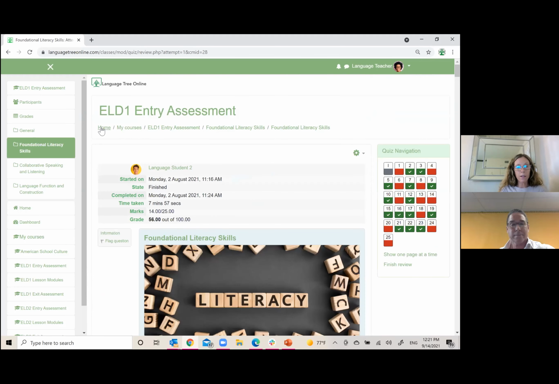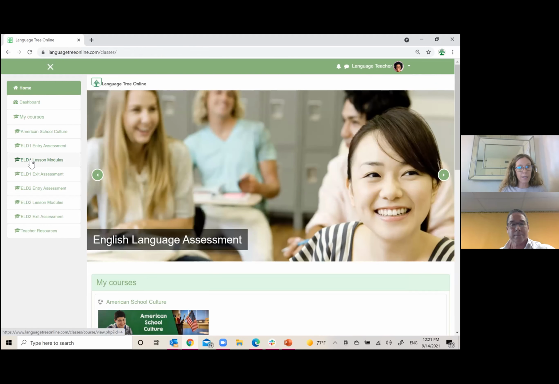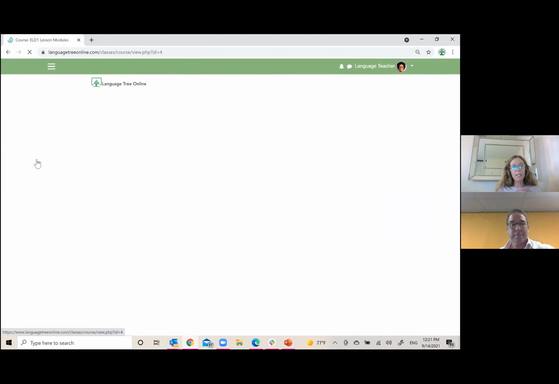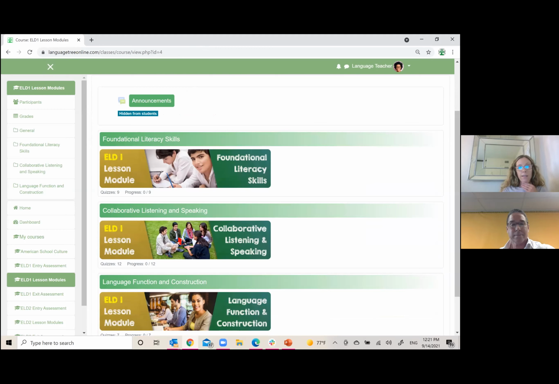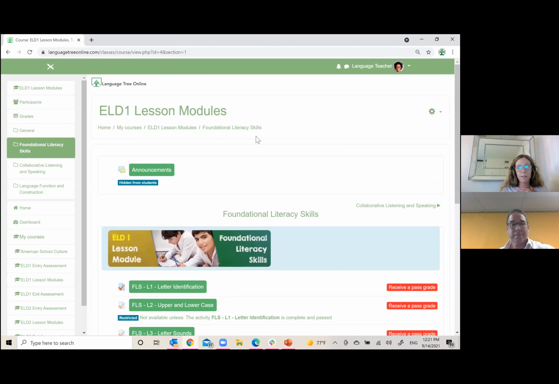So let me go back to home here. And then we'll go to the lesson modules. So like I said, the lesson modules correspond to the assessments. And you see those same 3 buckets. And just to let you know, let me just click on foundational literacy skills.